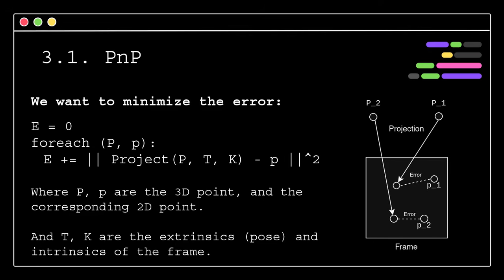Mathematically, this is what we are minimizing. The reprojection error is the sum of squared distances between the projected 3D points and their known 2D locations. The projection depends on two things: the camera intrinsics, things like focal length and principal point, and the extrinsic pose of the camera, which defines how the camera is positioned relative to the object. And in this visual, we show two 3D points, how they are projected, and the error we're trying to reduce.